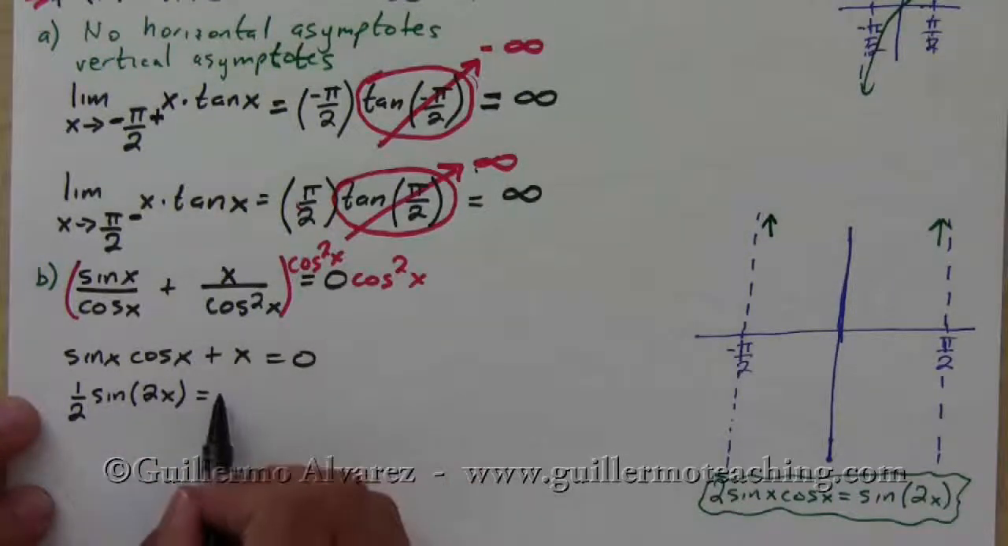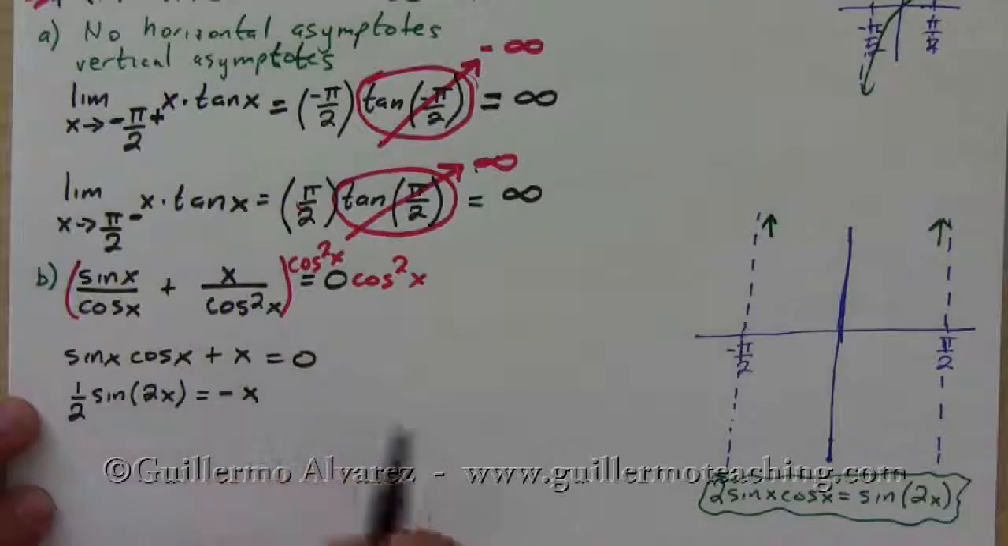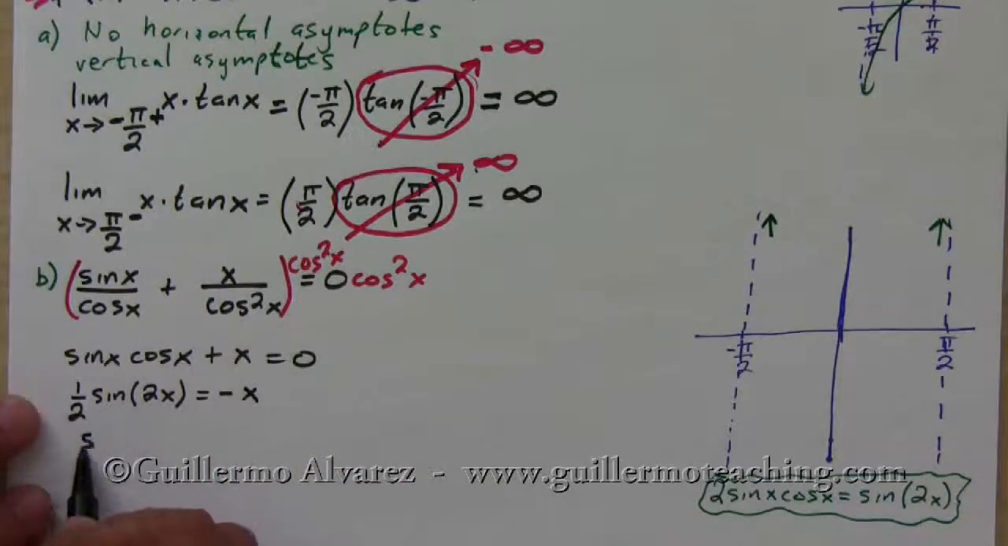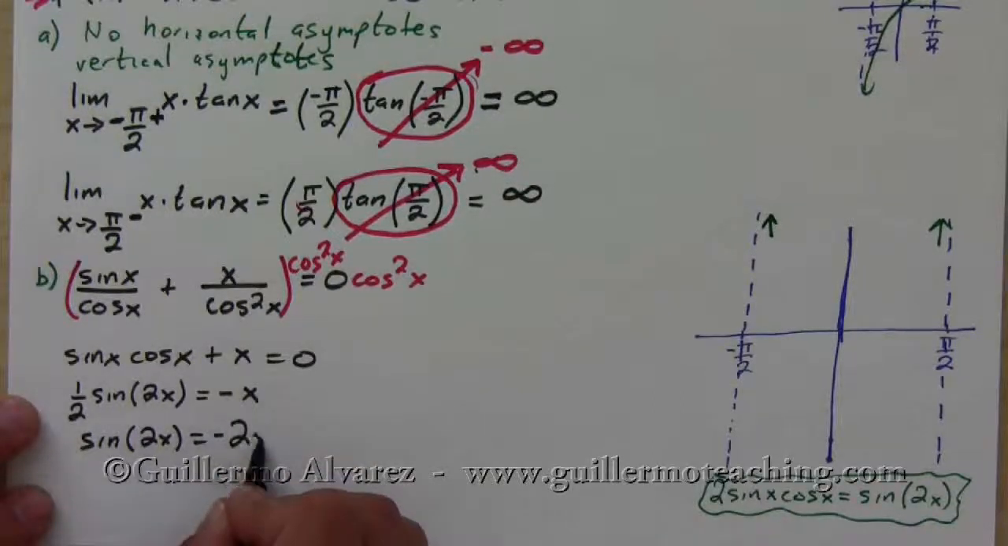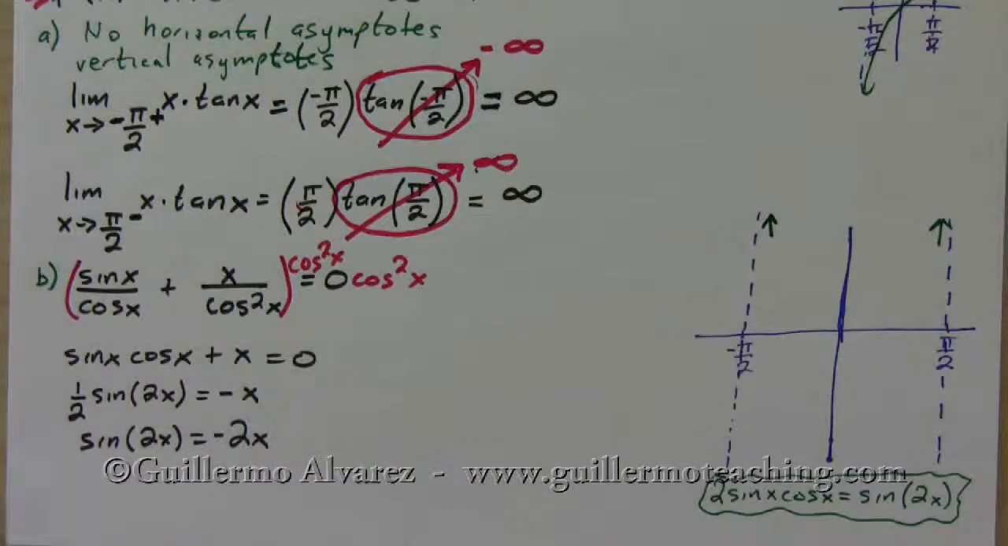is equal to negative x. So this means that sine of 2x is equal to negative 2x. Okay, and then for this, the easiest thing to note is that the only place where this is going to be equal is when x is equal to 0.